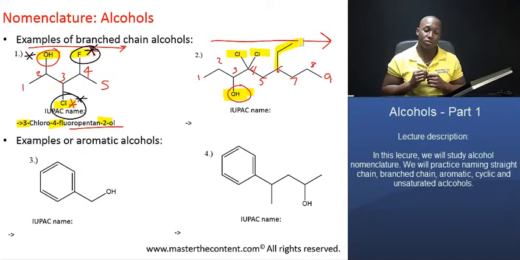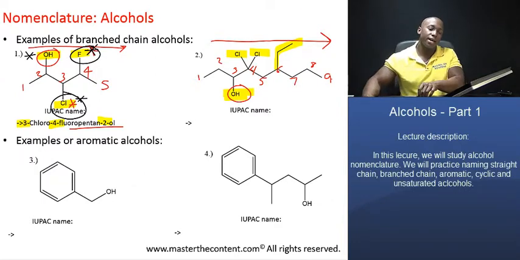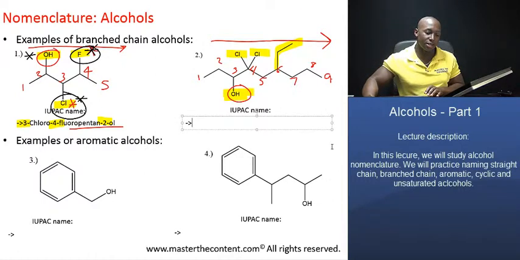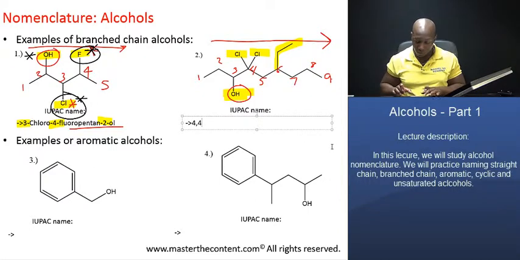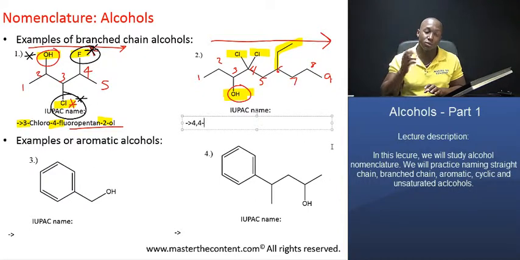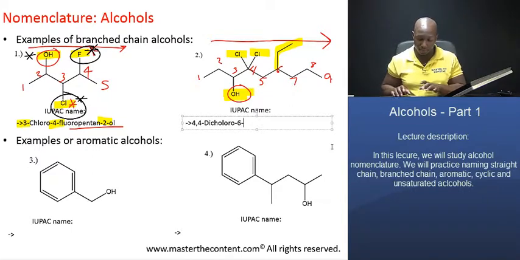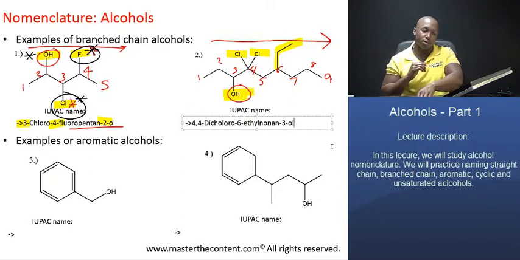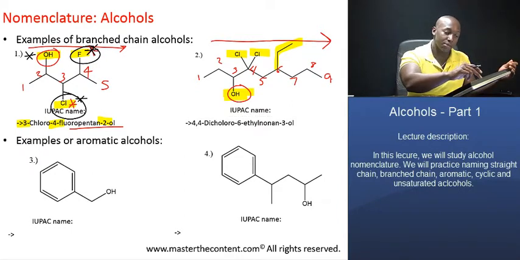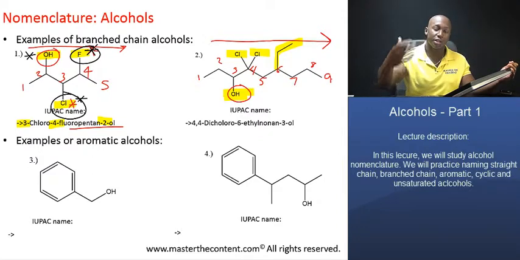Identify the location of the hydroxyl group. It's in carbon number 3, so that'd be nonan-3-ol, and add the substituents as a prefix in the name of that compound. So what do we have in this case? 4, 4. So it's 4, 4 because there's 2 chlorines in carbon number 4, and you must say dichloro, indicating 2. So di for 2. 6, indicating the position of the ethyl substituent, and finally the parent name, which becomes nonan-3-ol.